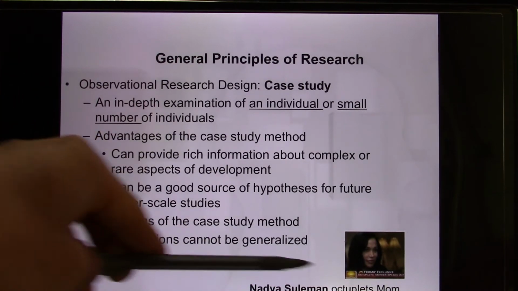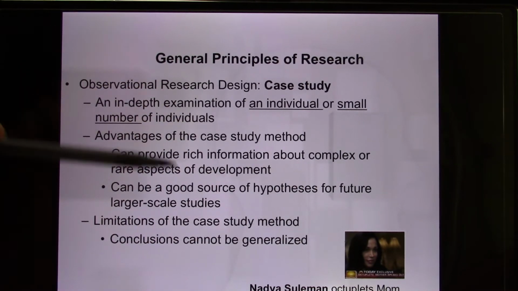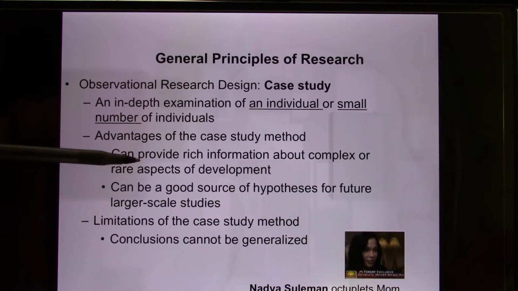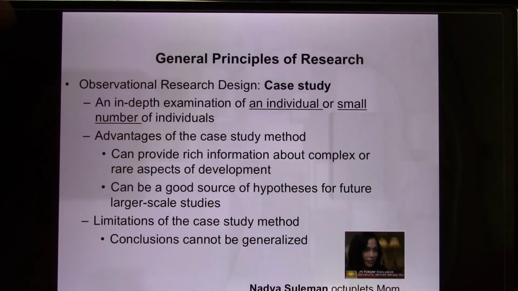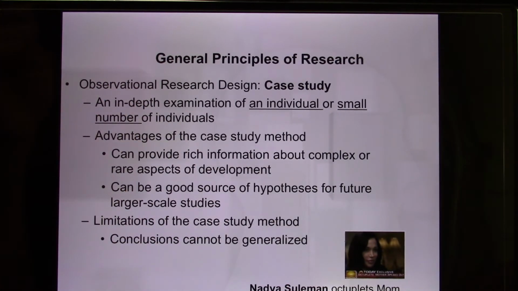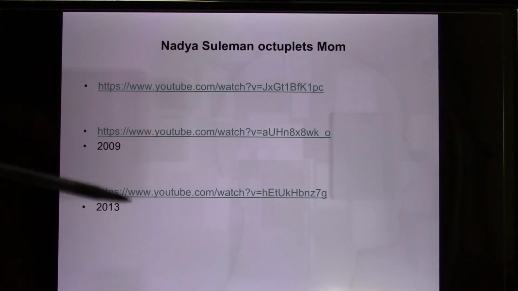Like Nadya Suleman. Do you know her? She has 8 kids. She went to the clinic and received 8 embryos. She's controversial. The reason is she's a single mom and does not have good financial support for her kids. So she depends on other people to help her, but she decided to have 8 kids. If you are interested, you can watch those YouTube videos about her. That's her case. So that's the case study.